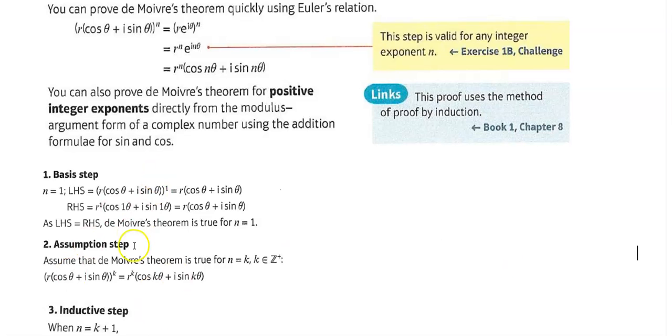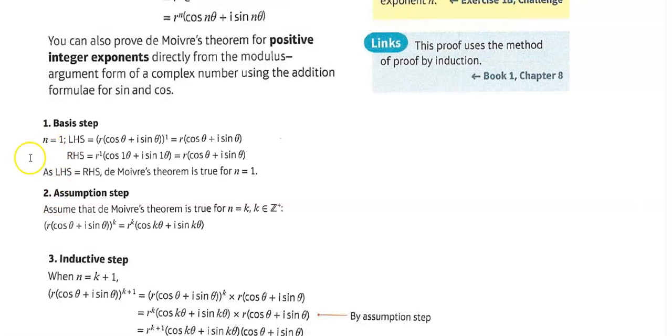You'll see that. We have seen that already in our induction. So you're basically proving it true for n equals 1. You've got your left hand side equal to this, and the right hand side equal to this, so you can see it is true for n equals 1.